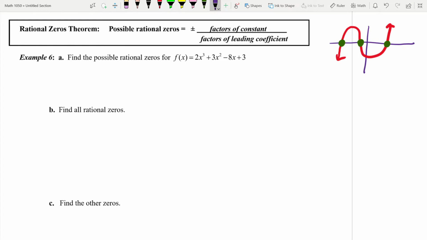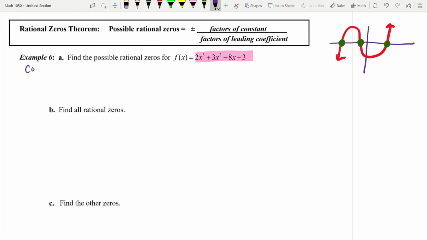Look at this thing right here. I'm trying to solve that, and I can't factor it. I cannot factor that thing. And I don't have a graphing calculator to help me start, okay? So what do I do? I have to come up with some possibles. That would be step A, okay? So here's how you do it.